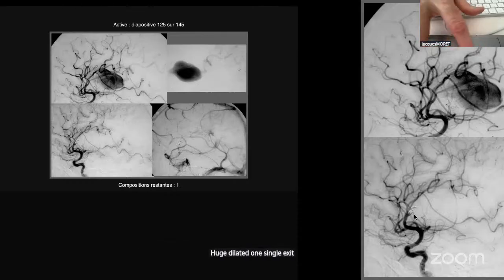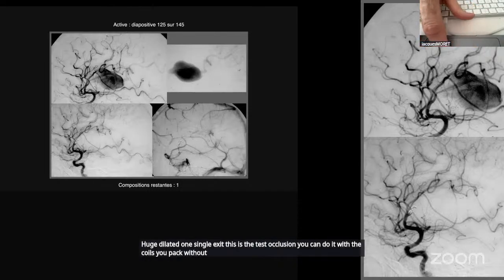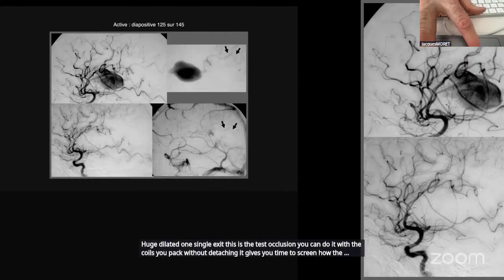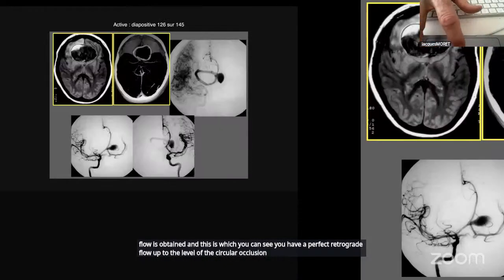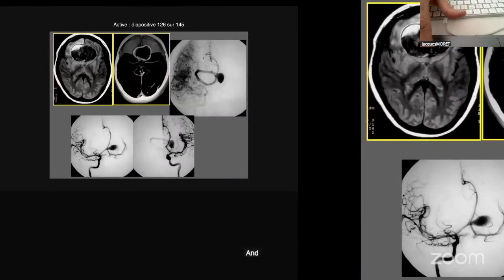This is the test occlusion. You can do it with the coils you pack without detaching. It gives you time to screen how the retrograde flow is obtained. And this is what you can see. You have a perfect retrograde flow up to the level of the sac with occlusion, and then you detach the coils and you get the treatment.